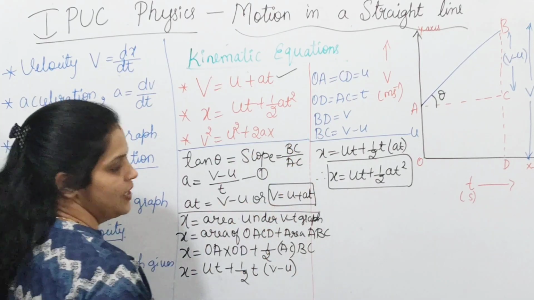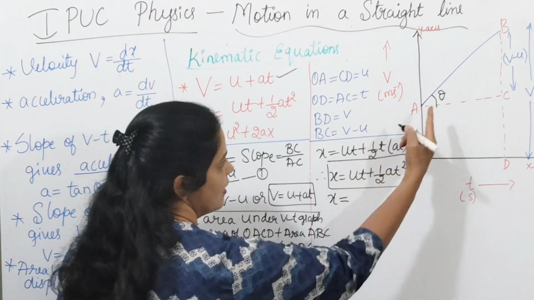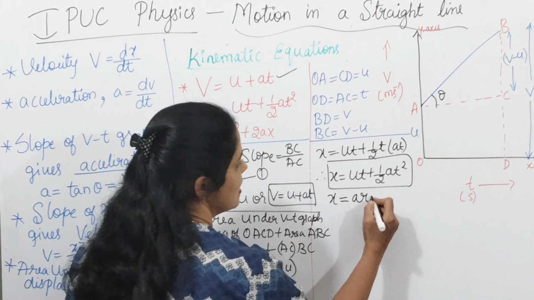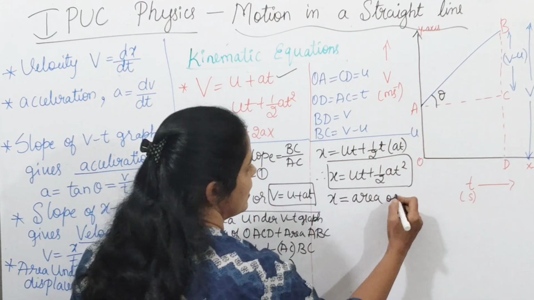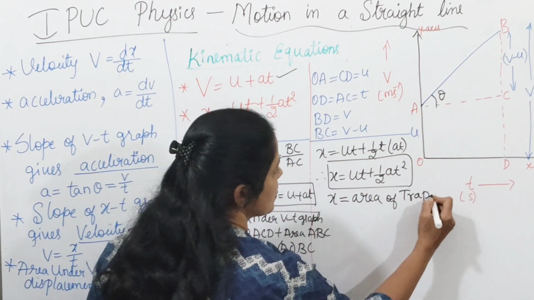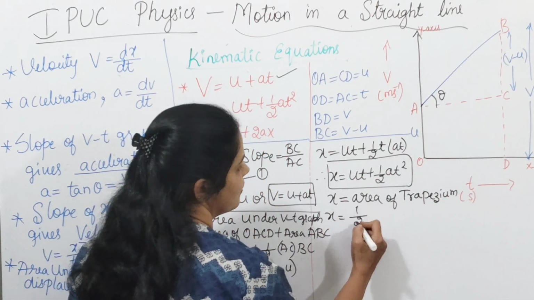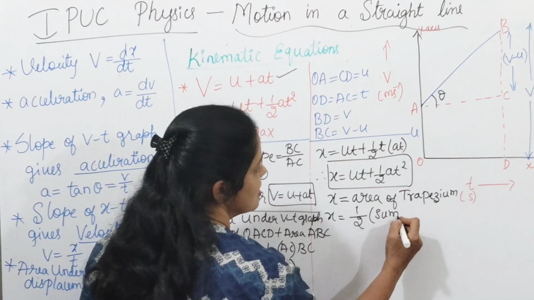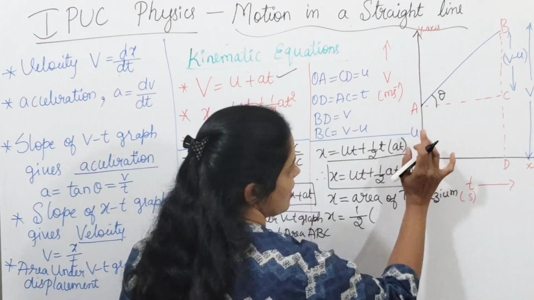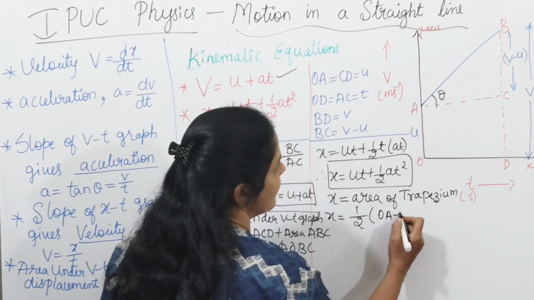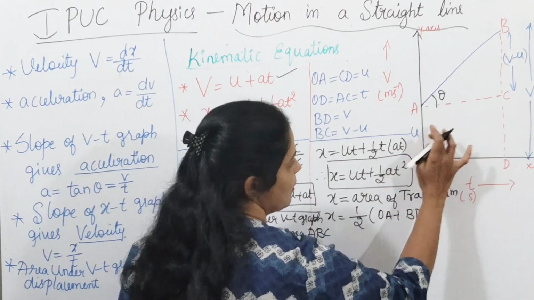To get the third equation, let us consider the same concept, that displacement x is the area under the VT graph. But here you can see two shapes together, called a trapezium. So what is the area of a trapezium? It is half into the sum of parallel sides. Which two sides are parallel? OA plus BD. OA and BD are parallel sides.